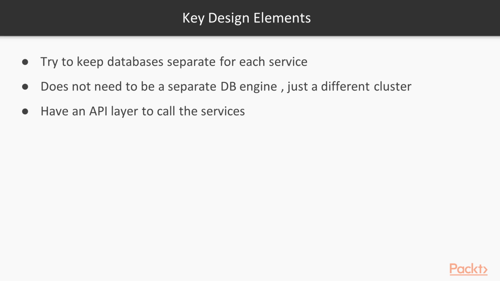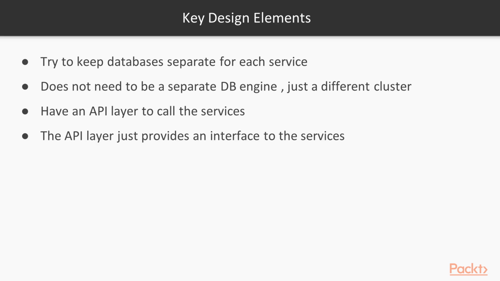Try to have an API layer that can be used to call your services. Nowadays, this is the most used architecture pattern, in which you have an API layer on top of your services. The API layer just provides an interface to the services that you provide as part of your microservices application. And lastly, just ensure that these services are built around your business needs.